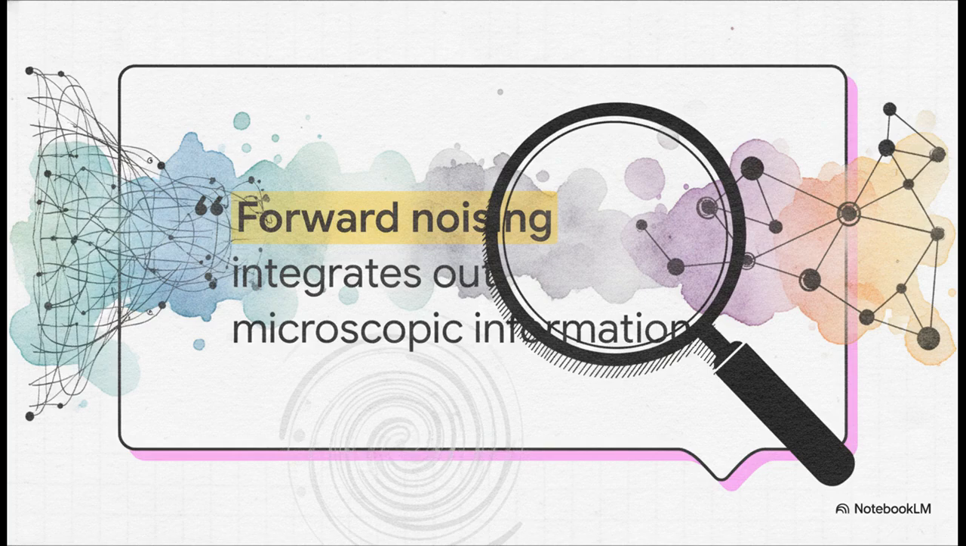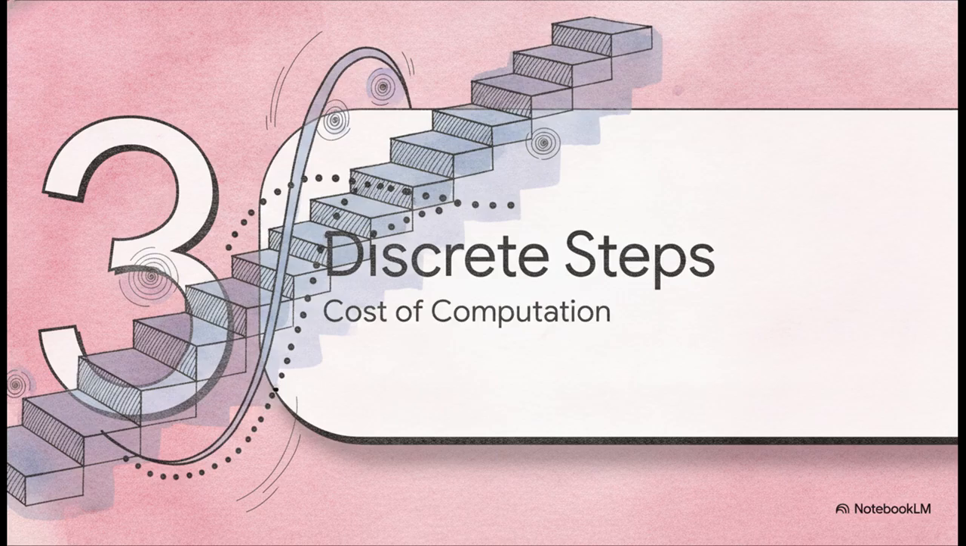This actually mirrors a renormalization group in physics, which is a method for studying how systems change when you zoom out across different scales. By zooming out and blurring the fine details, the system constructs a highly robust, simplified map of the universe it's trying to recreate. Section 3. Discrete steps.